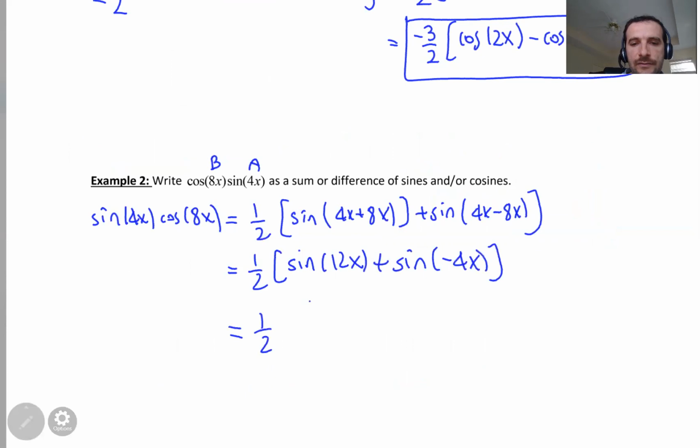1/2 sine of 12x. And now, as you may remember, sine cannot eat the minus. It just takes the minus and pulls it out. So it will be plus minus, so it will be just minus sine of 4x.